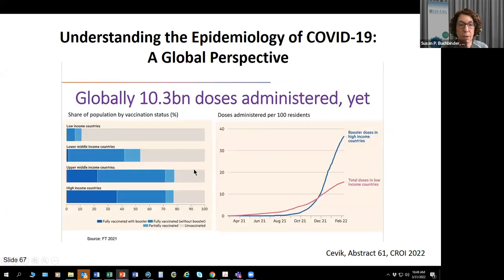She also pointed out the differences in vaccine uptake in different parts of the world. So these are in high-income countries, upper-middle-income countries, low-middle-income countries, and low-income countries. And the darkest blue is fully vaccinated with a booster. The next blue is fully vaccinated without a booster. This is partially vaccinated, and the gray is unvaccinated. And you can see that as you move from high-income countries to low-income countries, there's much less vaccination going on, such that the booster doses in high-income countries are actually substantially higher than the total number of doses in low-income countries.